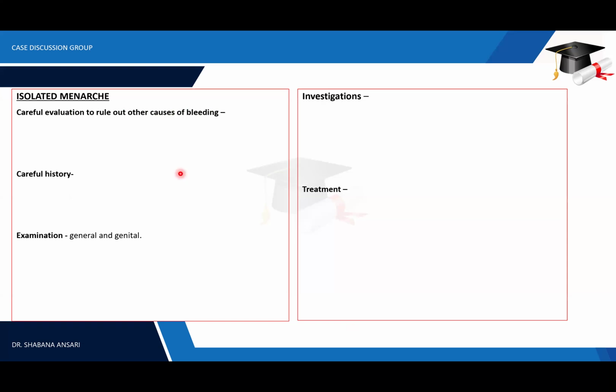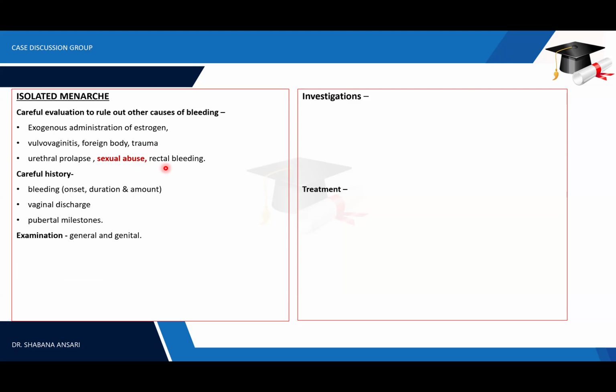Now here we have to see what are the causes of the bleeding in this young girl. So there can be causes which we are going to keep in our mind. It can be because of exogenous administration of estrogen, vulvovaginitis, foreign body, trauma, urethral prolapse, sexual abuse, very, very important to exclude, or rectal bleeding. So history has to be very meticulous, need to know about the bleeding, the onset, duration, and amount. If there's any abnormal vaginal discharge, we have to exclude any sexual abuse, any STI.